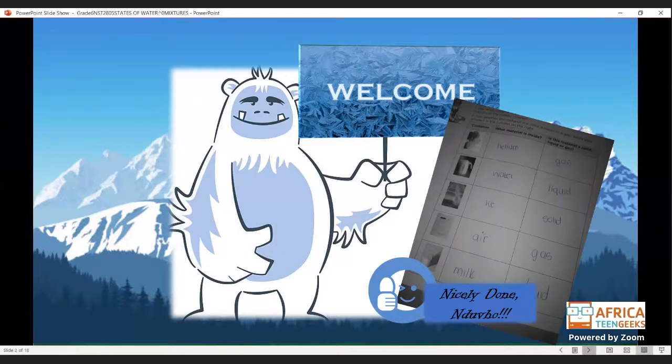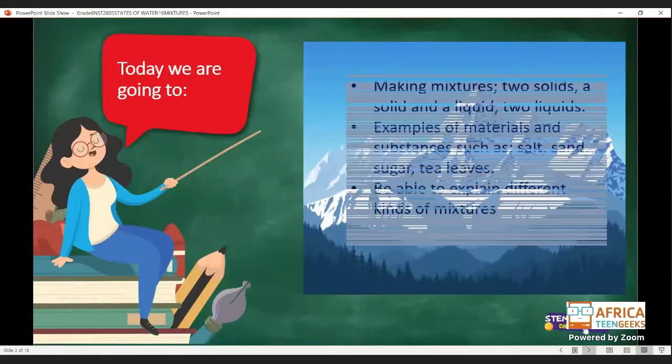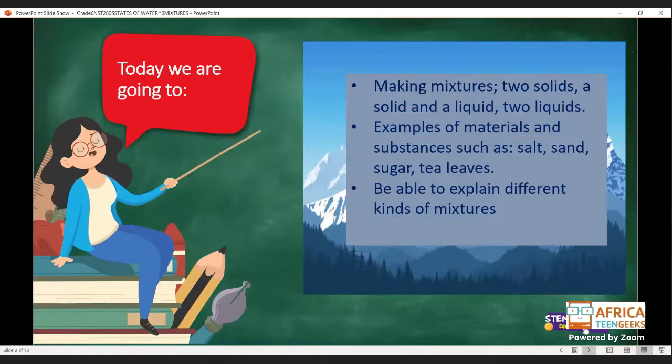Well done. Now, today we are going to mostly talk about mixtures. So we need to try and not digress off the subject. I know that we do tend to do that, but we're going to talk about making mixtures: two solids, a solid and a liquid, two liquids, and look at examples of materials like salt and sand and sugar and tea leaves. And then by the end of the lesson, hopefully we'll be able to explain the different kinds of mixtures.